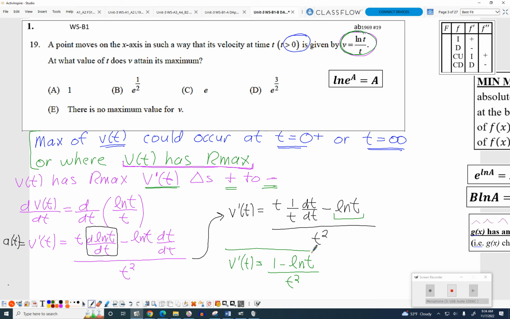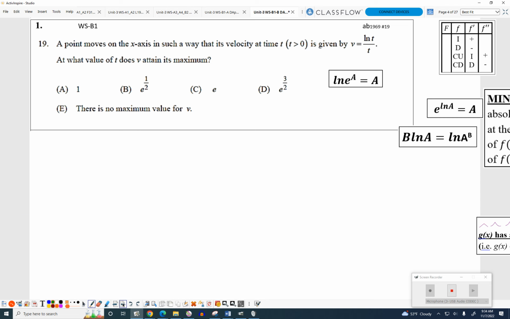So we're going to take that formula. We're going to do something with it now. So let's write that on the next page here. So V prime of t is equal to 1 minus natural log of t all over t squared.